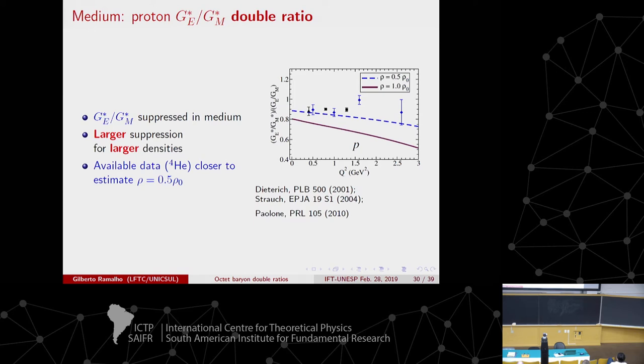I'm repeating the first graph that I showed you. So G_E over G_M is in fact suppressed in medium, as mentioned before. The suppression is larger for larger densities. And in this case, the data that I'm showing is the data extracted from LN4, which is in fact closer to the estimate of half the normal nuclear density than the normal nuclear density.